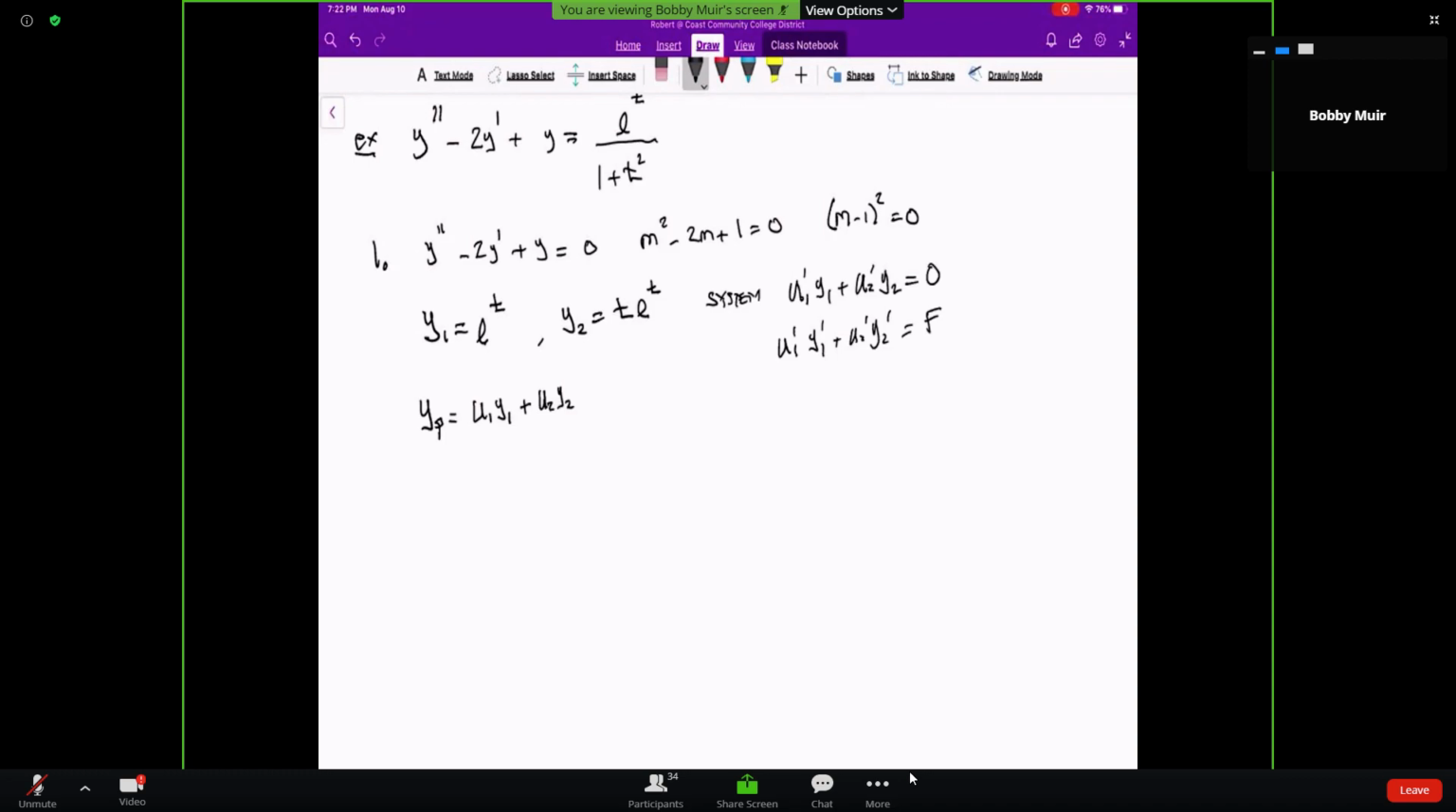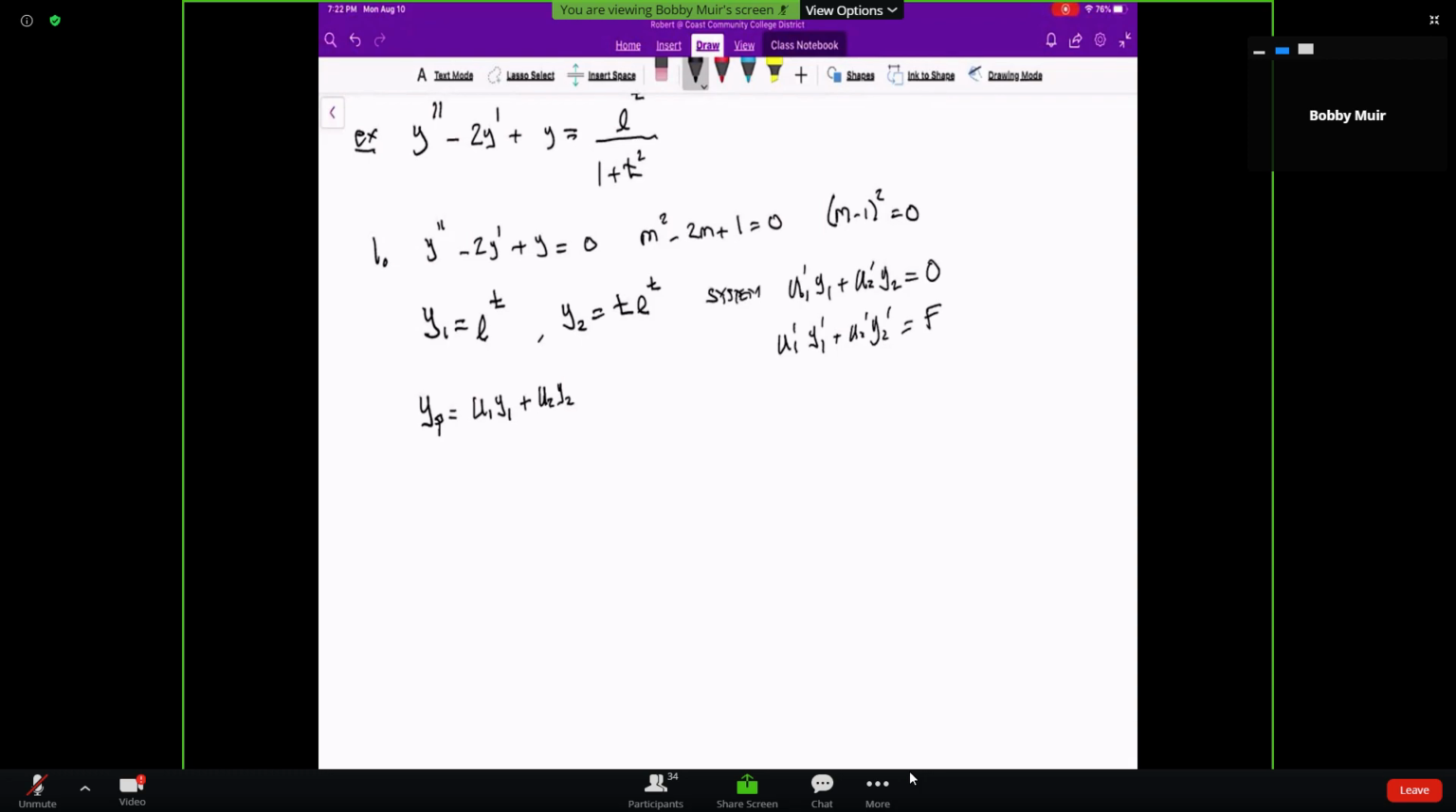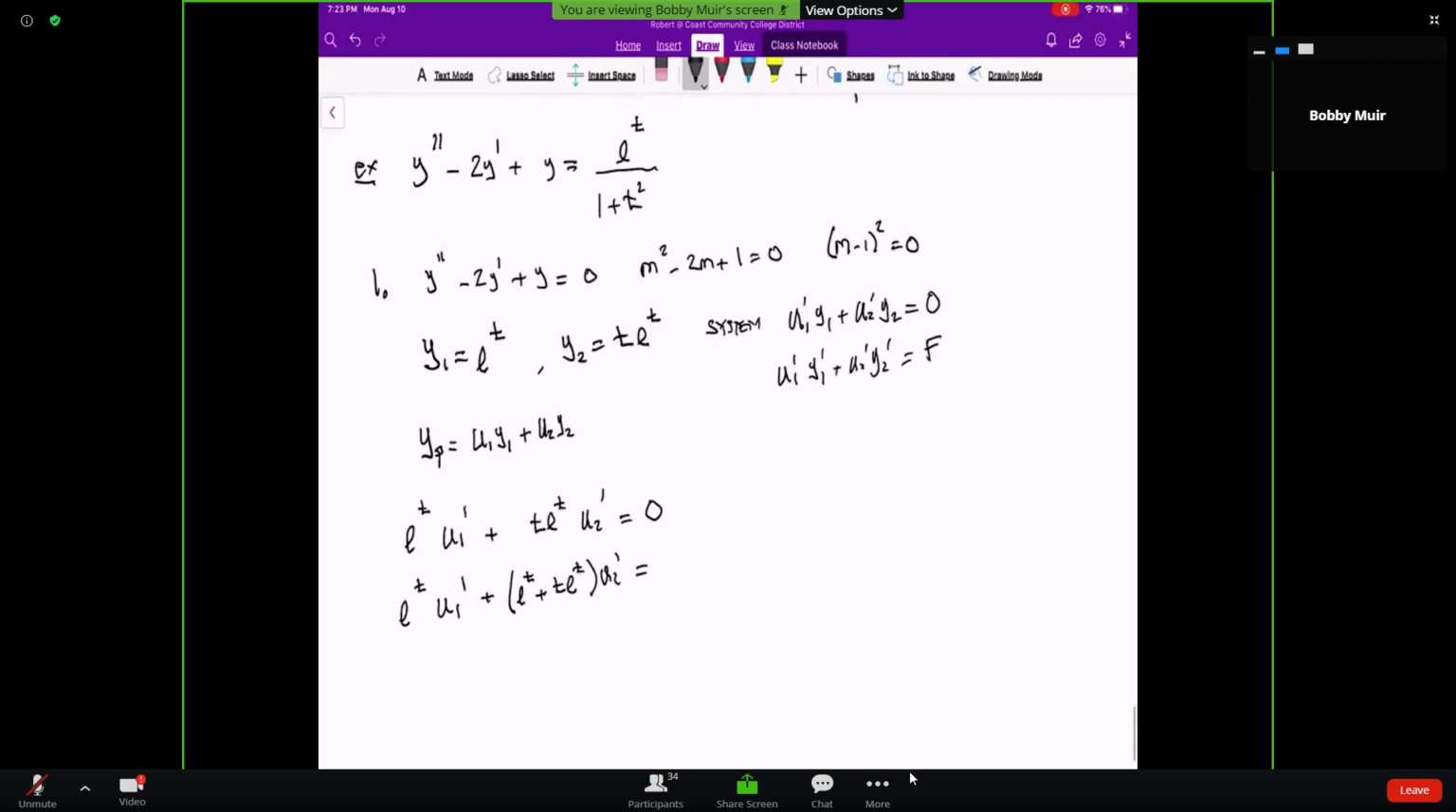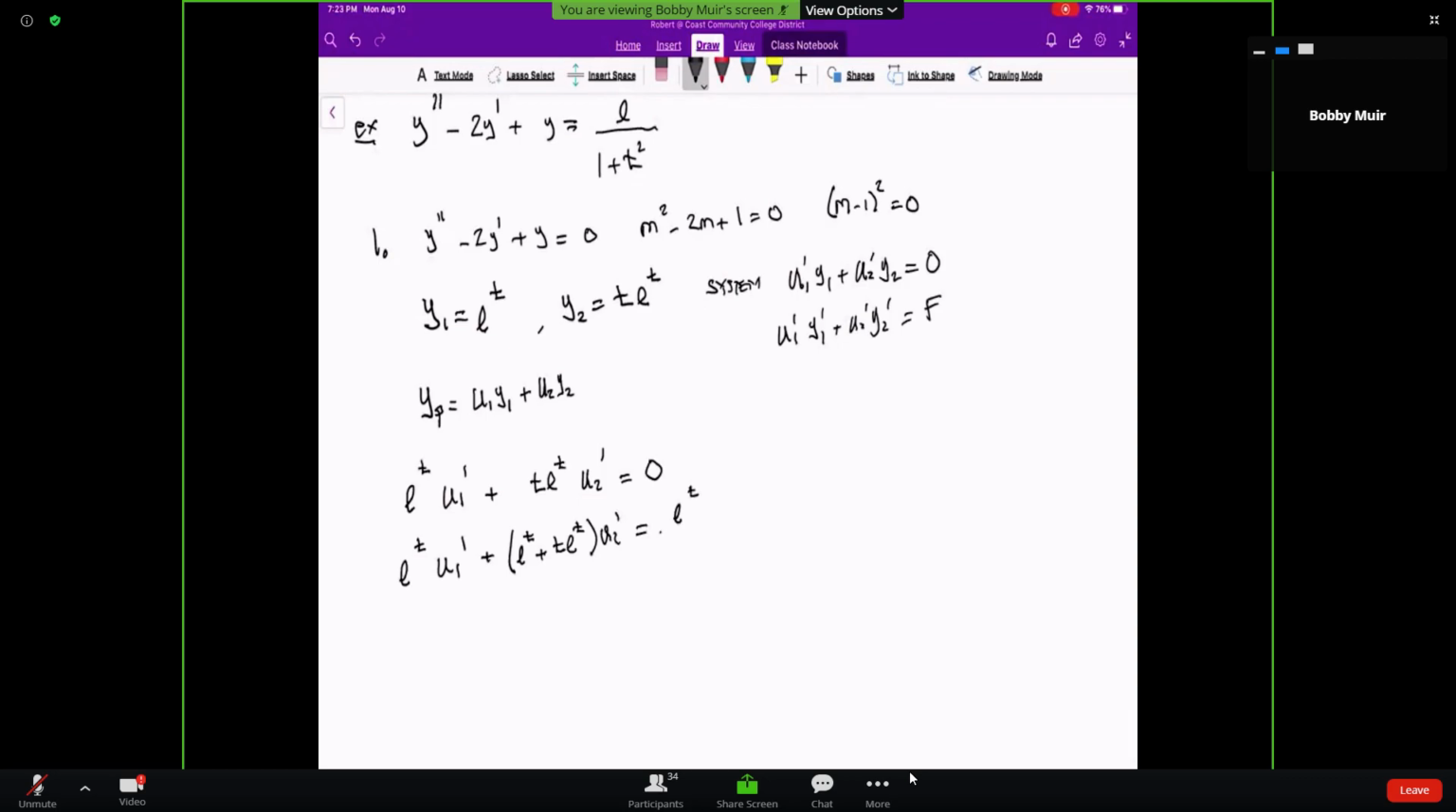Okay, so let's see here. We're going to have e to the t times u1 prime plus t e to the t u2 prime equals 0. And then the next one is going to be this derivative, which is itself, plus this derivative, which is going to be e to the t plus t e to the t, u2 prime equals e to the t divided by 1 plus t squared.